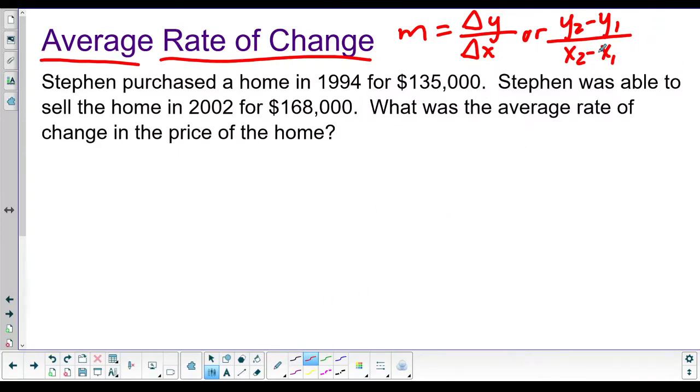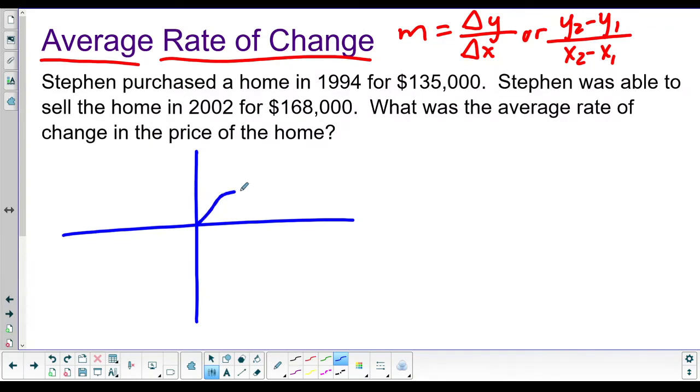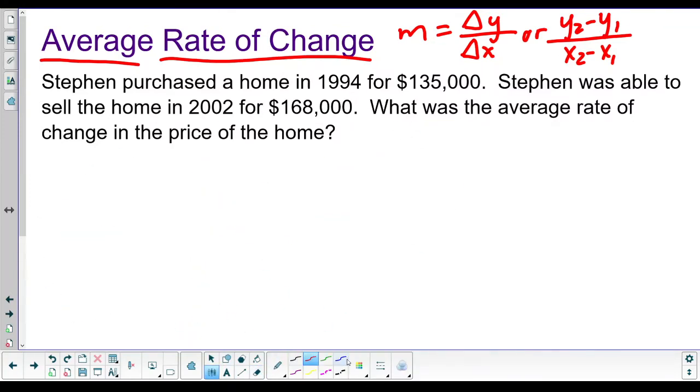We need to go find two ordered pairs on both ends of our function. If we have a function like this, and let's say our graph looks like this, and I want to know what's the average rate of change on this bendy thing here, I need to know the endpoints. I need to know where I started and where I ended, and then we'll plug these two ordered pairs into this formula to figure out our average rate of change. All right, so let's go read our question and find some ordered pairs.